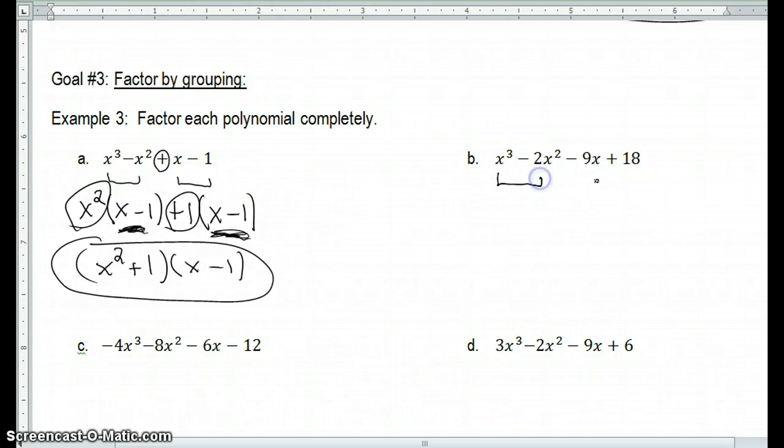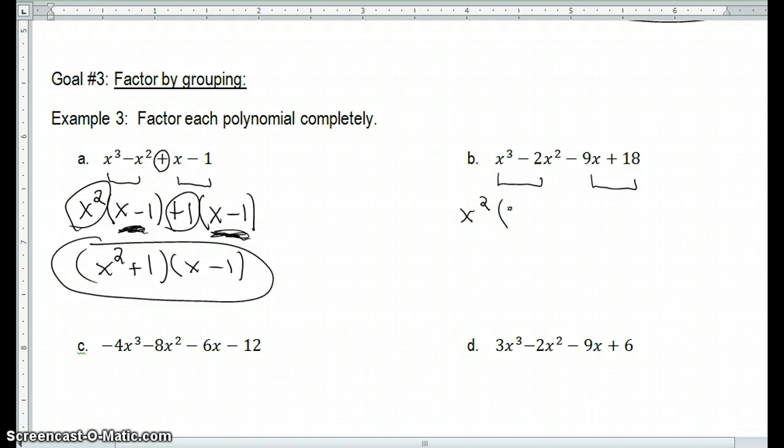We're going to group these two and group these two. So, factor by grouping, we're always going to group the first two terms and the second two terms. And again, over here, first two terms, second two terms. And factor a GCF out of each. Now here, I can factor out an x squared. Now, it's not always going to be x squared. I know in these first two problems it was.